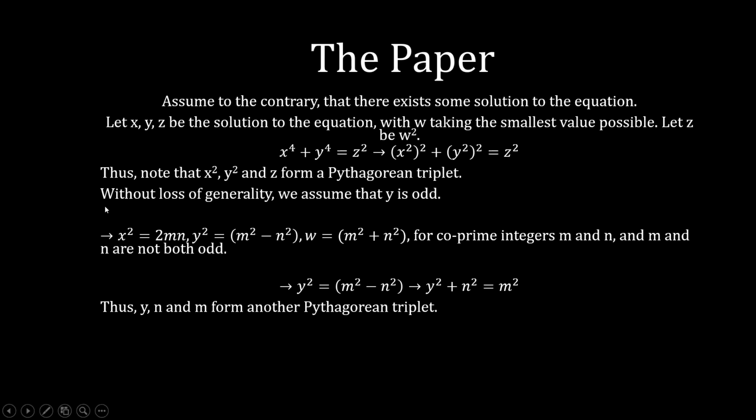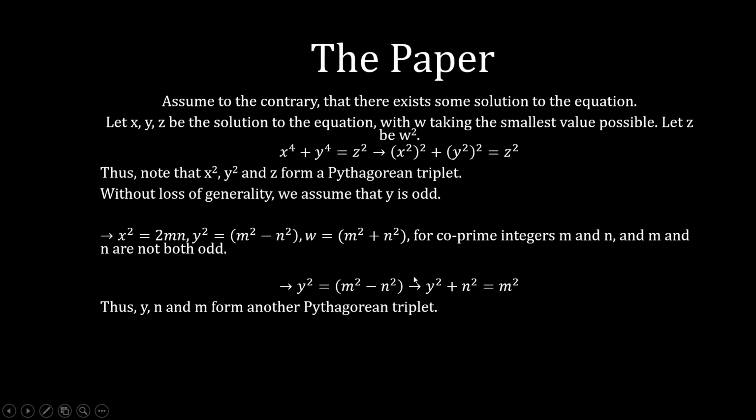And in the prerequisites, we need to know the solutions to a Pythagorean triplet, and you substitute that here. So you get x squared is equal to 2mn, y squared is equal to m squared minus n squared, and w equal to m squared plus n squared, for co-prime integers m and n, not both odd. But we know that y squared is m squared minus n squared. So if you add n squared on both sides, you get y squared plus n squared is m squared.